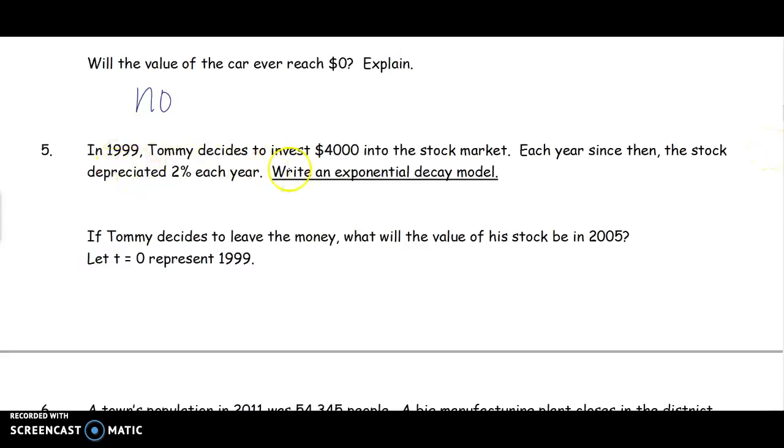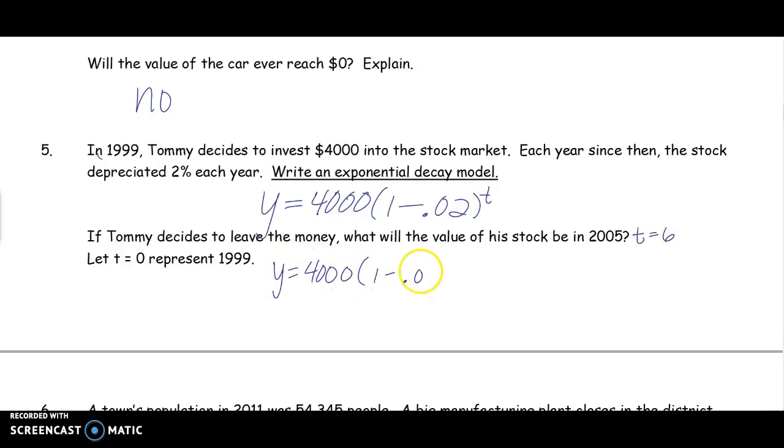So in 1999, Tommy decides to invest $4,000 into the stock market. Each year since then, the stock market depreciated 2% each year. So our decay model would be y equals 4,000 times 1 minus 2%, which is 0.02, to the t power. If Tommy decides to leave the money, what will the value of his stock be in 2005? We invested money in 1999, which is t equals 0. 6 years have passed, so t equals 6. So y equals 4,000 times 1 minus 0.02 raised to the 6th power.